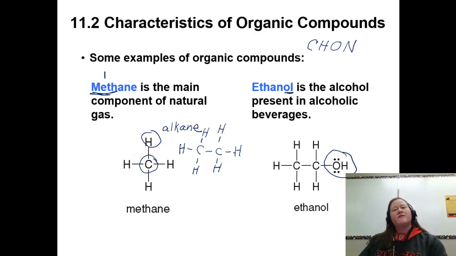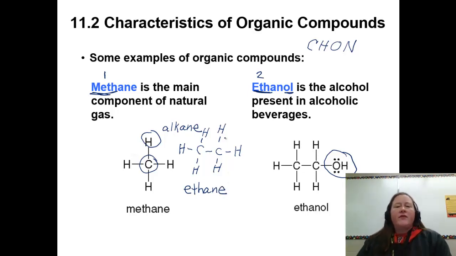The prefix for two is eth. So here you can see we have two carbons, which is why this is called ethanol. Alcohol names end in OL. The prefix eth means two. Since this is an alkane, the name of this would be ethane.